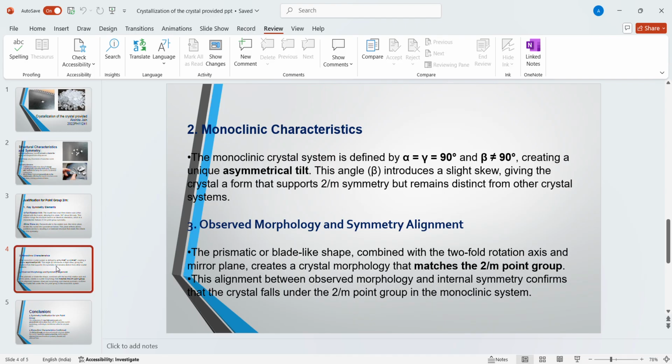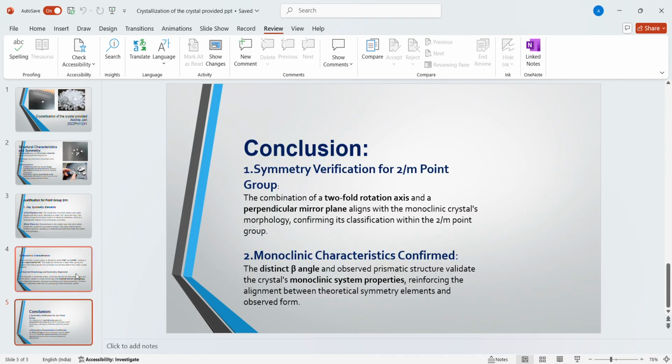Observed morphology and symmetry alignment. The prismatic or blade-like shape combined with the two-fold rotation axis and mirror plane creates a crystal morphology that matches the 2/m point group. This alignment between observed morphology and internal symmetry confirms that the crystal falls under the 2/m point group in the monoclinic crystal system. So, finally, we can conclude that its point group is 2/m, and how it comes to be 2/m we had to find.